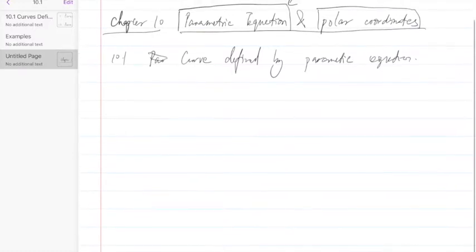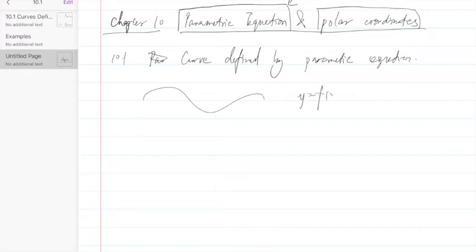Okay. So the first thing we want to do is we want to talk about what is parametric curve. Curve defined by parametric equation. Okay. To see why we need this. So curve is something just like that, right?